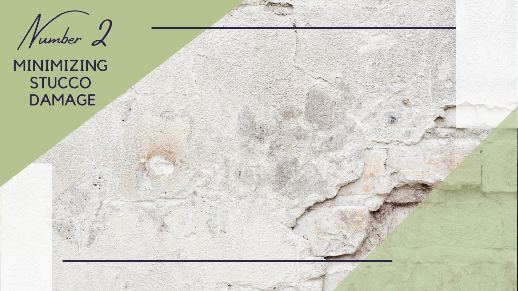Component 2 emphasizes the importance of minimizing stucco damage during the window installation process. Because stucco is a fragile material to work with, it can be damaged easily, especially if someone doesn't know what they're doing. The last thing you want is to see chunks of your wall removed along with your windows. The more damage that occurs to your stucco, the more it will cost to repair it.